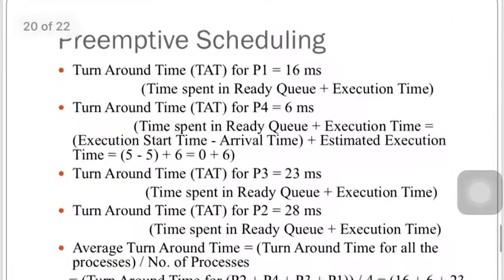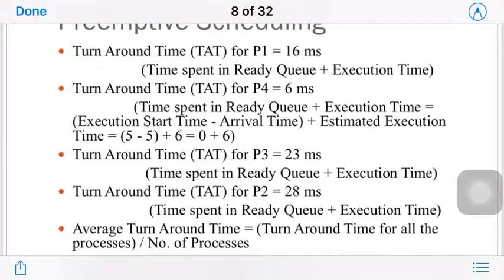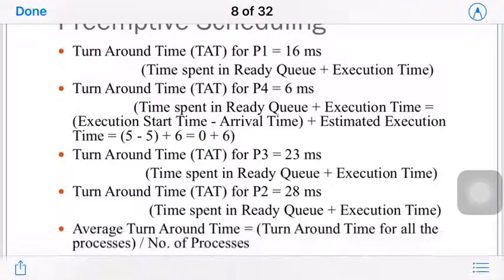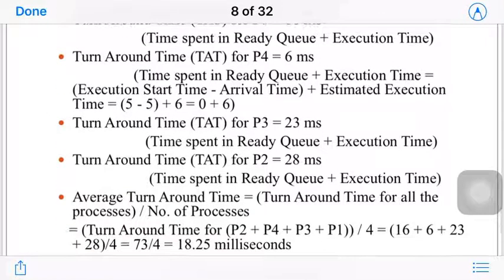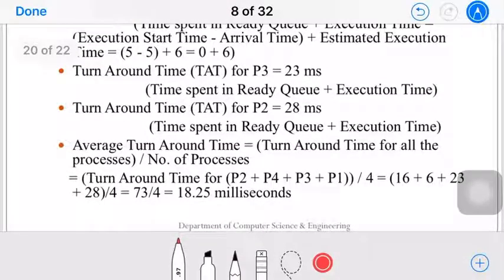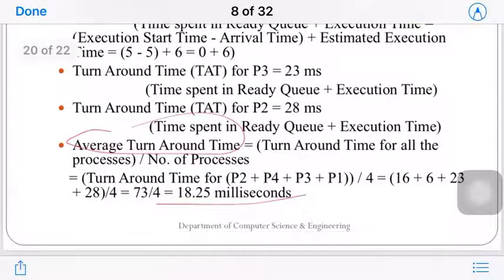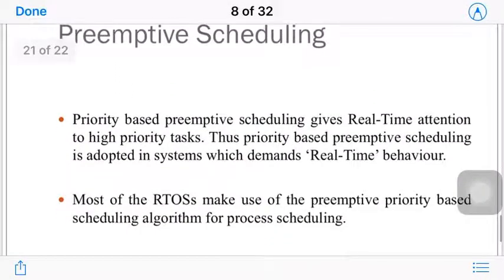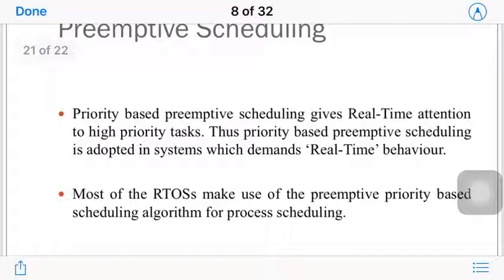The same way, average turnaround time. So waiting time plus execution time, we have already seen. If we do that, we get the turnaround time for P1 as 16, P4 as 6, P3 as 23, and P2 has 28 milliseconds. Then if we find the average turnaround time, we get 18.25 milliseconds, same as the previous examples.